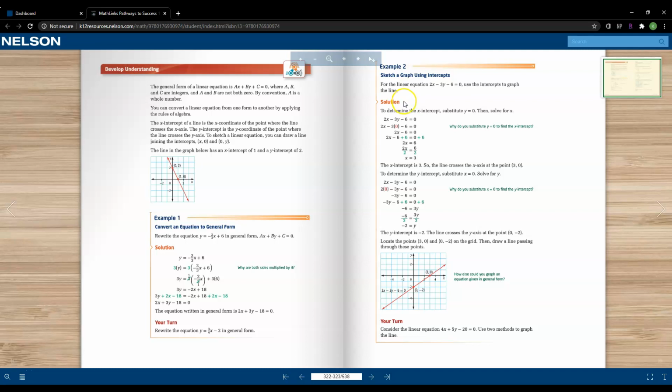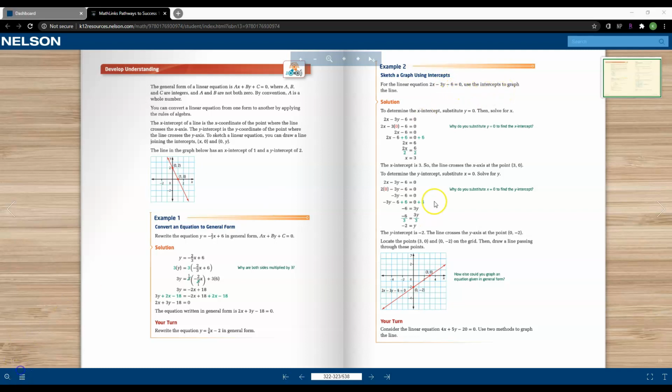For example 2, for the linear equation negative 2x minus 3y minus 6 equals 0, use the intercepts to graph the line. When it says use the intercepts to graph the line, the cool thing is, see the x and y value? This is just a point on the line. So we can substitute, plug in, say y is equal to 0. And when y is equal to 0, that gives you the x-intercept, right?